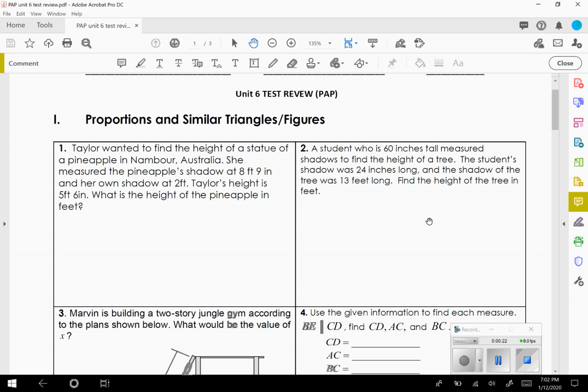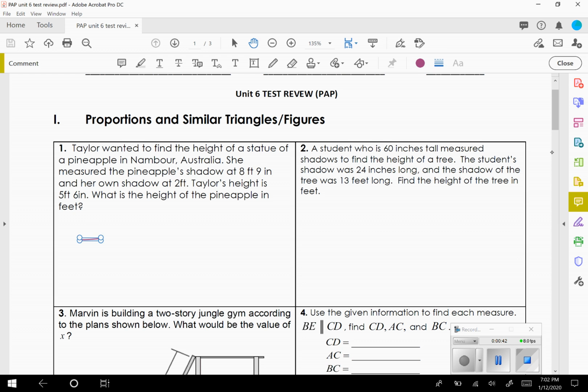It'll be very easy. Okay, Taylor wanted to find the height of a statue of a pineapple in Nambour, Australia. She measured the pineapple shadow at 8 feet 9 inches and her own shadow at 2 feet. Taylor's height is 5 foot 6 inches. What is the height of the pineapple in feet?